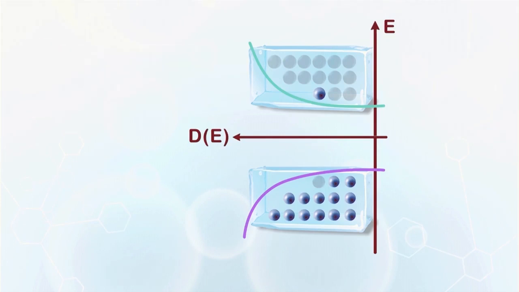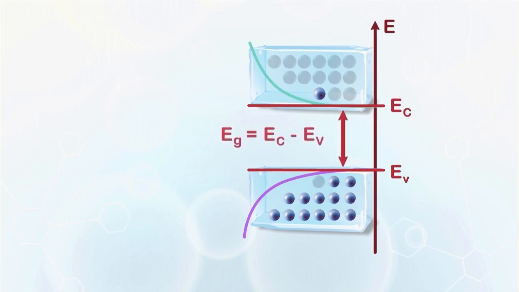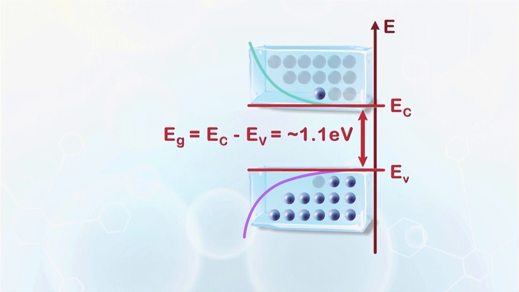Two more new energy levels are defined here. We denote the lowest energy of the conduction band as EC, and the highest energy in the valence band as EV. With this notation, the band gap energy, EG, is just given by EC minus EV, or the difference between EC and EV. The exact value of EC and EV are not important, as energy is relative. You only need to remember their difference is about 1.1 eV for silicon.